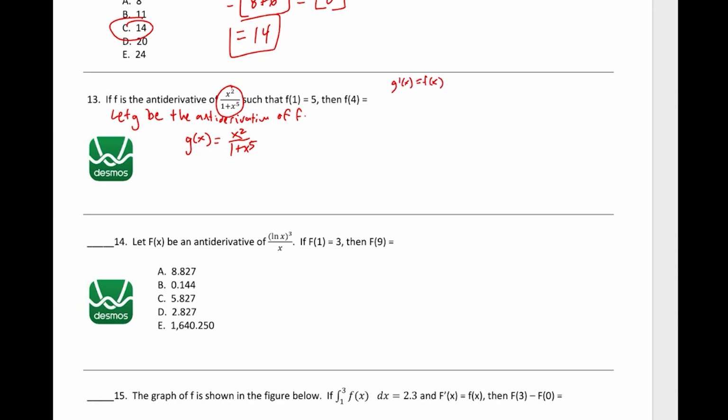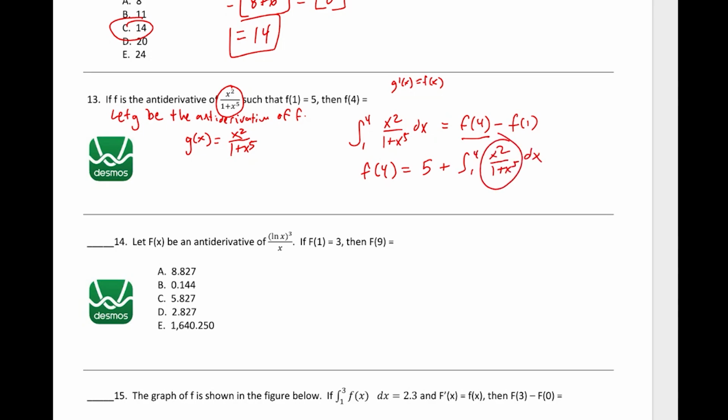So when we set up that fundamental theorem, we can think of it like this. The integral of 1 to 4 of g, which is x squared over 1 plus x to the fifth dx, is going to equal f of 4 minus f of 1. So if we're trying to solve for f of 4, we're going to add f of 1 to both sides. F of 1 is 5, so that means f of 4 is equal to 5 plus the integral from 1 to 4 of x squared over 1 plus x to the fifth dx.